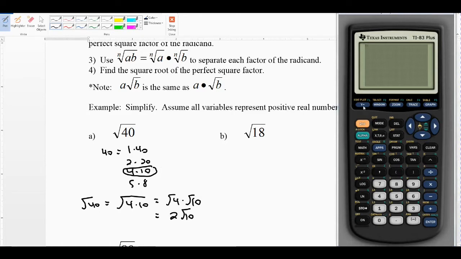Now watch this on a calculator. You can actually type in, in this case, 40 divided by x. Remember, x is going to be 0, 1, 2, 3, 4, negative 1, negative 2, negative 3, negative 4. So when we look at the table, you'll actually see the pairs of numbers that multiply together to give us 40.